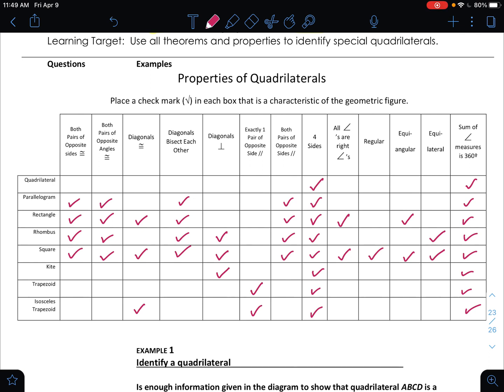Okay, so that's what we're going to be looking at, and I'm going to have more questions in the future for you to work through those ideas, and really having that quadrilateral family tree out might help as well.